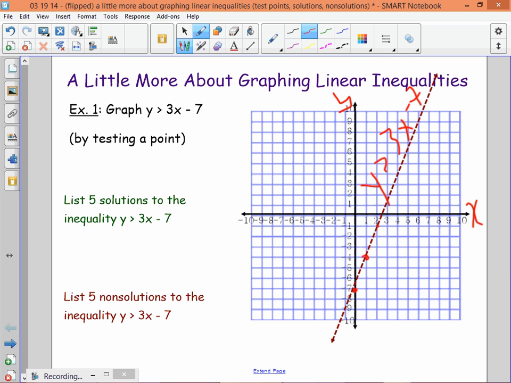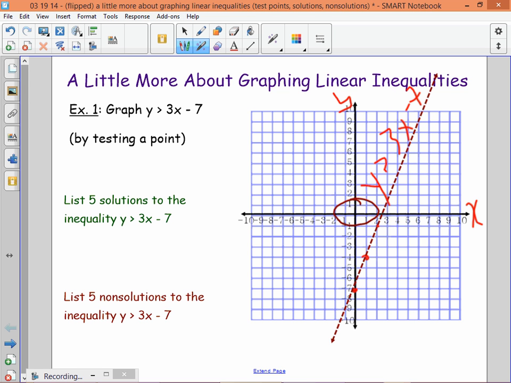Sometimes it is a little bit tricky to figure out which side actually needs to be graphed. You can probably figure this one out without doing what I'm going to show you right now, but I want to show you how you'd use a test point to figure out which side to shade. We are going to pick a random point that is not on the line. If at all possible, pick that point right there, 0, 0.